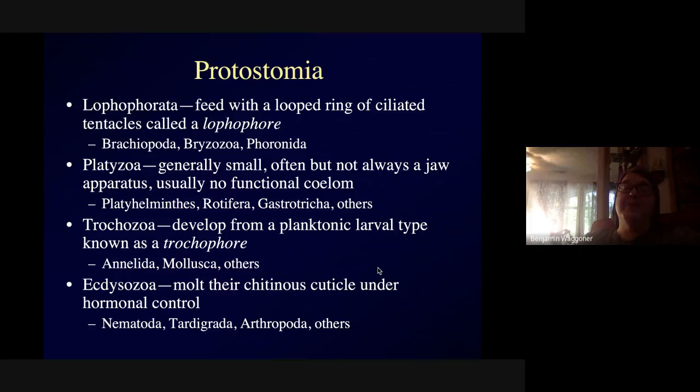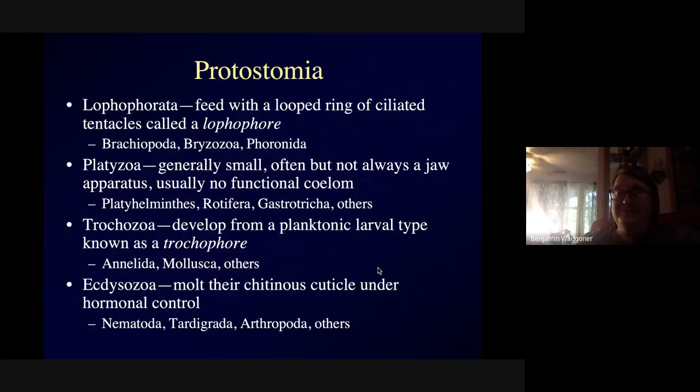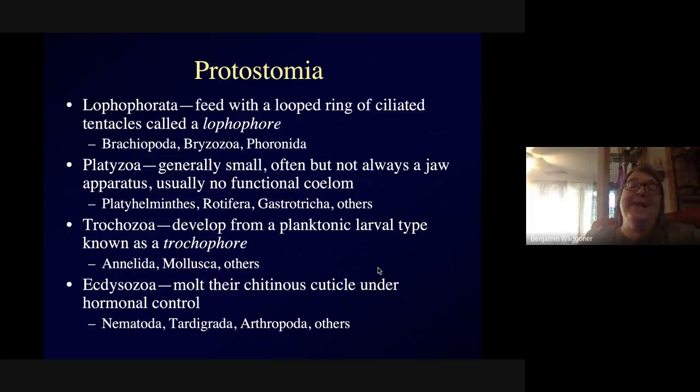Trochozoa develop from a planktonic larval type called a trochophore. We'll talk about trochophores later. And the two big trochozoan phyla are annelids and mollusks, segmented worms, and then mollusks are clams and snails and squid and such. And then finally, ecdysozoa molt a cuticle made out of chitin under hormonal control.